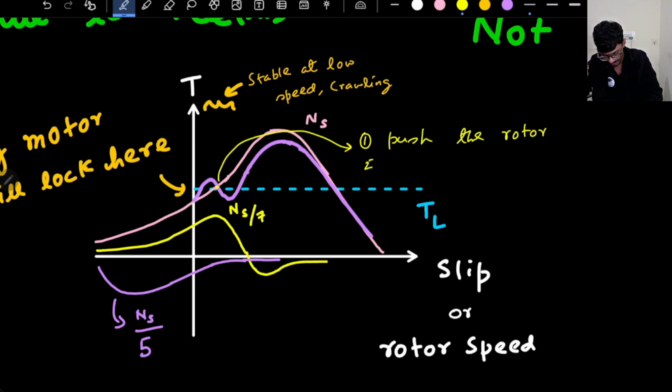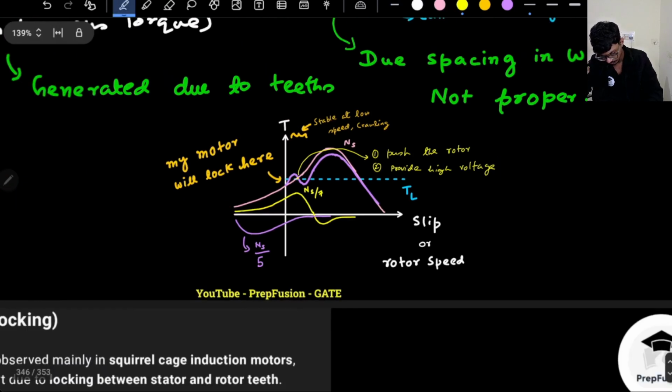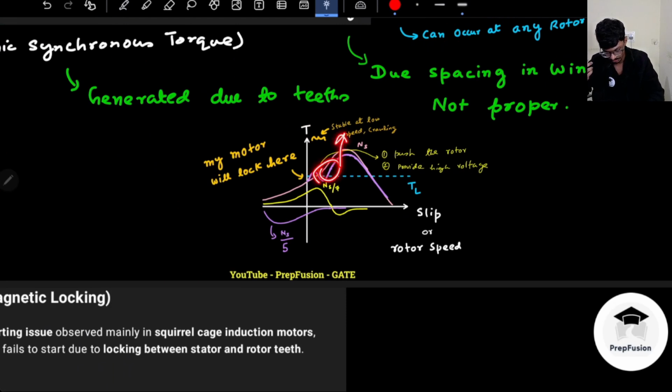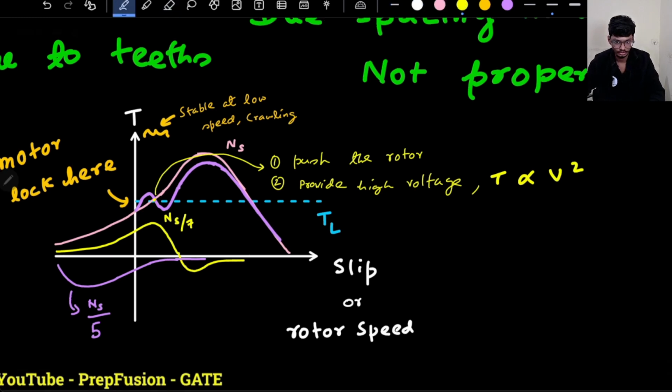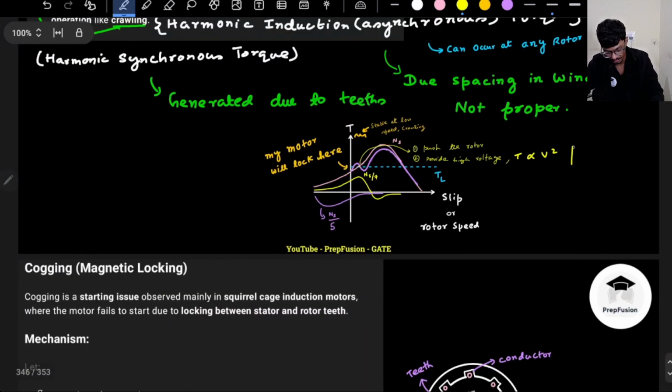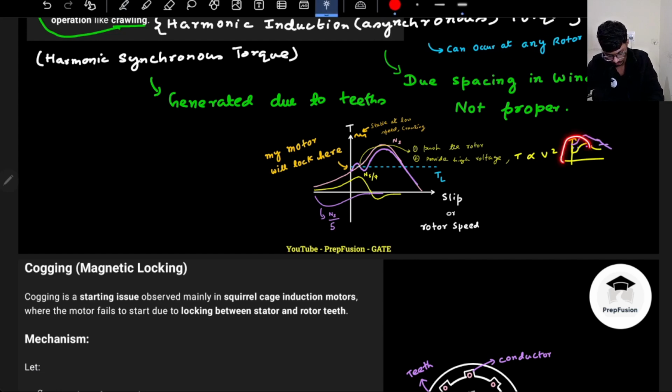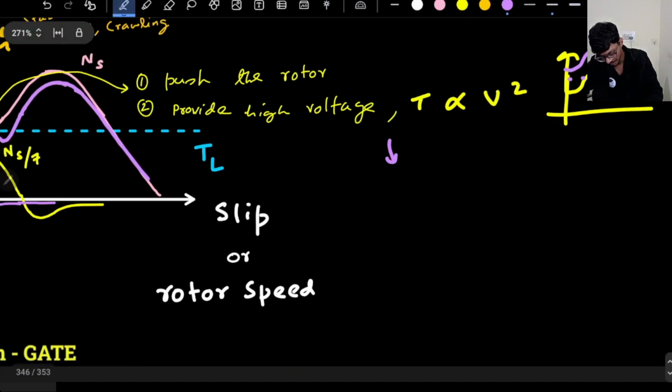Otherwise, the second option is to provide high voltage. That is not really practical. Why? If I provide high voltage, then this whole graph will shift upwards, because torque is proportional to V squared. So the developed torque speed graph will move upwards. Then there will not be any possibility of crawling, because it will never intersect the load graph at starting. So there will be no intersection point.